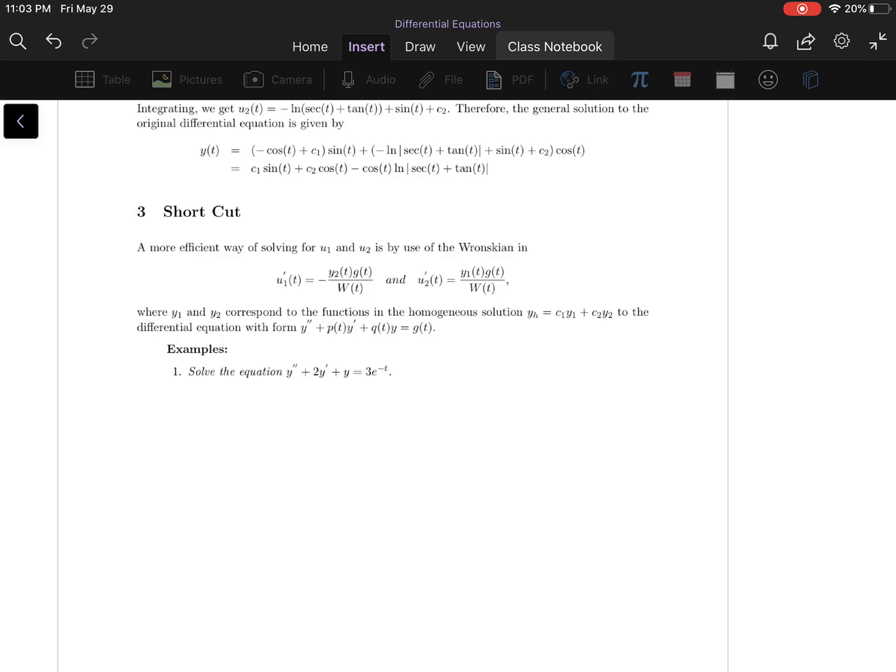that you will find some u1 prime and u2 prime that is related to y1 and y2. Those are your solutions to the homogeneous equation. G is the right side of the non-homogeneous equation when it's put into its general form. And W of t is the Wronskian, which is presented in the existence and uniqueness video for second order equations. You'll see all three of these elements as we progress through examples. So let's start looking at example number 1 here.